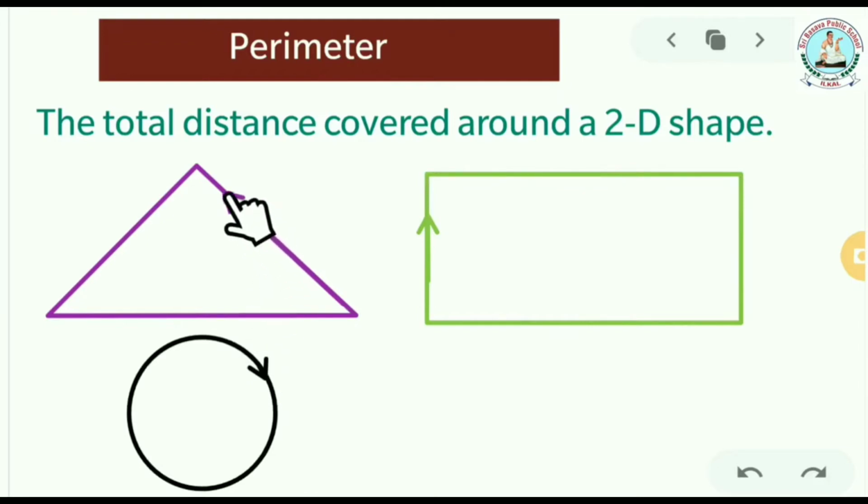When you start from this point and make a complete round along this boundary line, that is the perimeter of this shape. Similarly, when you start from this point and make a complete round along the boundary line of this shape, that gives you the perimeter of this shape. Similarly, when you make a complete round around this circle, that gives you the perimeter of the circle. So in general, perimeter is the total distance covered around a 2D shape.